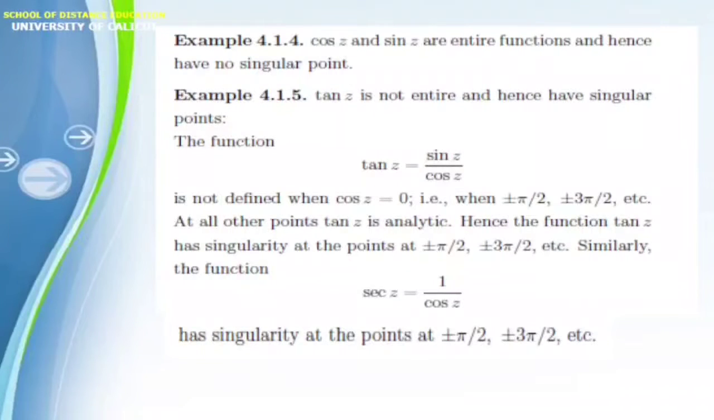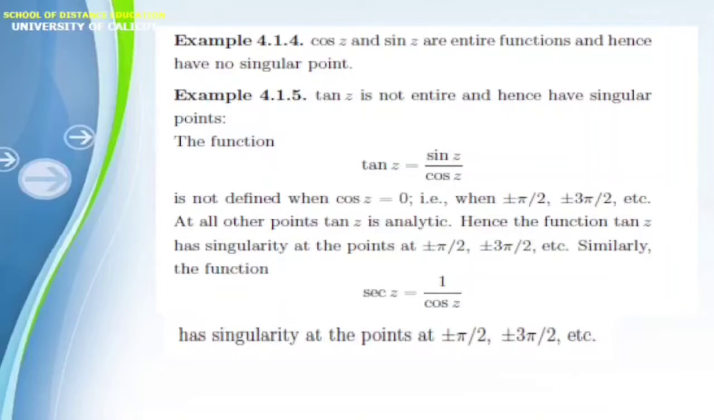Cos z and sin z are entire functions. They are continuously differentiable functions. So we can say that they have no singular point. But tan z is not entire. We can write tan z as sin z divided by cos z.